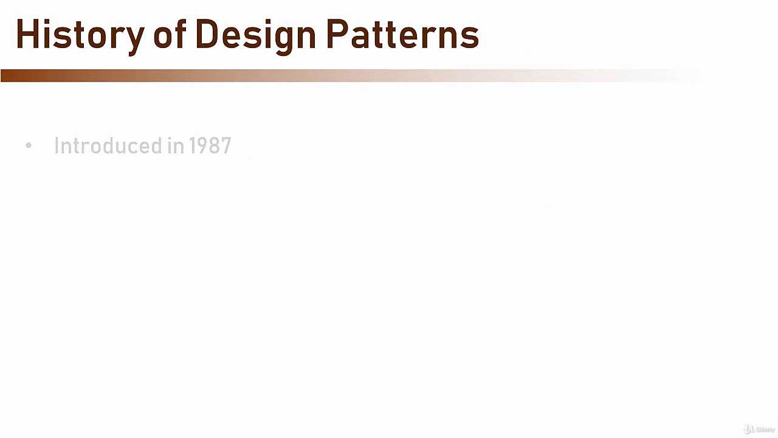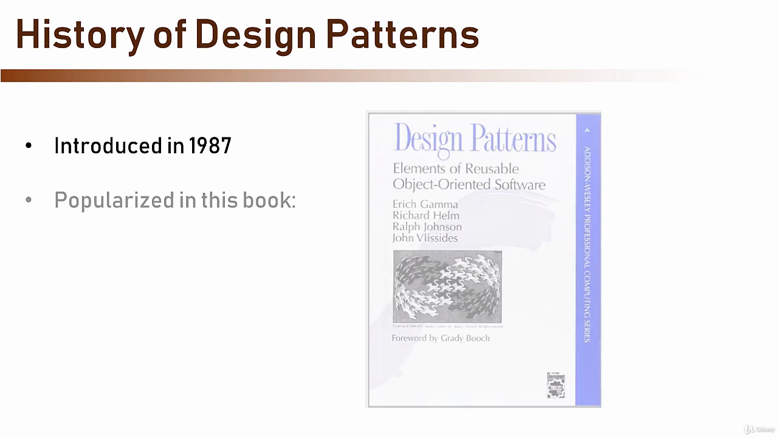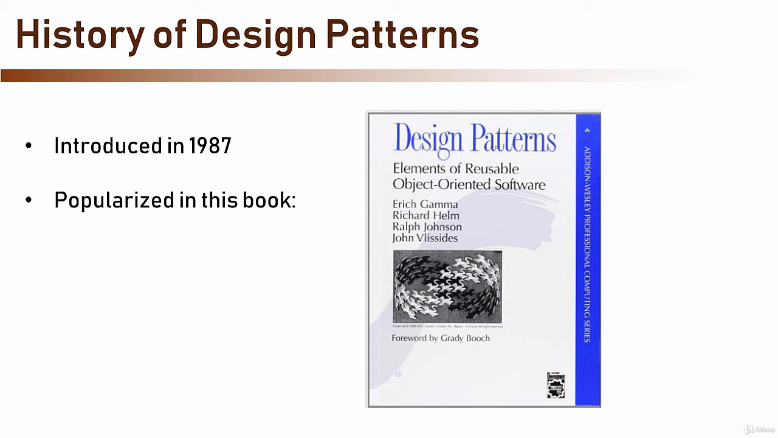Design patterns were first introduced in 1987, but became really famous when this book was published in 1994 by the Gang of Four: Erich Gamma, Richard Helm, Ralph Johnson, and John Vlissides. This book brought design patterns to the attention of the software industry and laid the foundation for the way of thinking we have today with patterns and practices. If you haven't read it already, you definitely should. You can find a link for purchasing the book in the accompanying resources document at the end of this section.